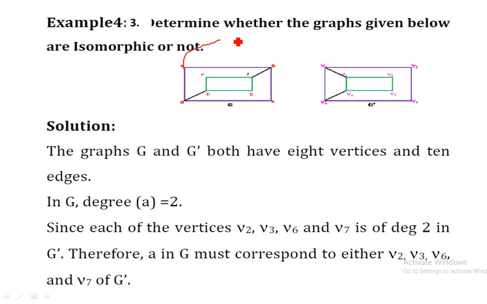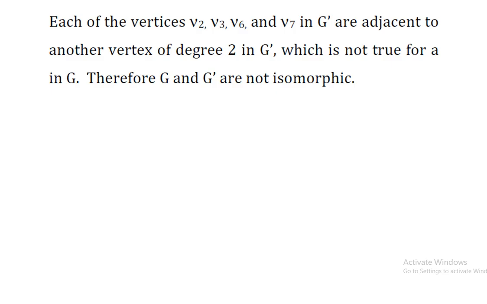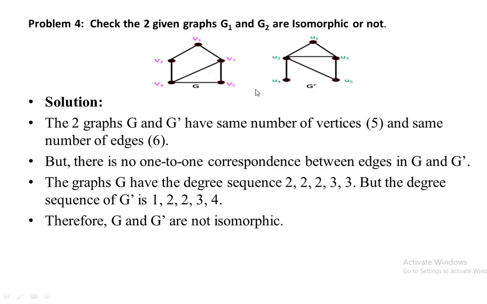We can't map the vertices either, right? So if I map these vertices, this vertex has degree 3, this vertex also has degree 3, but here the adjacent vertices have degree 2 only. So we can't map. That's why it is not isomorphic. With the help of that reason, we can say it is not isomorphic.